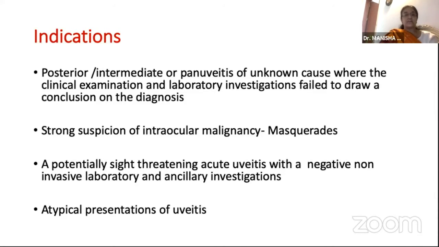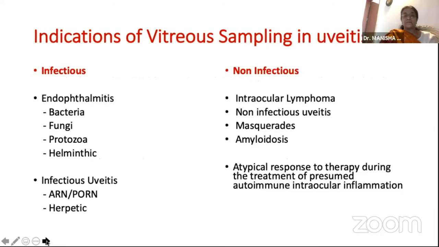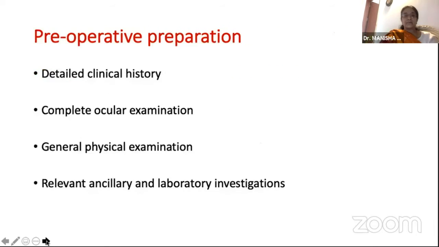This is the time when we'll think of taking a sample from the vitreous, or when there is a strong suspicion of intraocular malignancy like a masquerade, or a potentially sight-threatening acute uveitis with negative non-invasive laboratory and ancillary investigations. Or sometimes when you have a very atypical presentation of uveitis and you're not sure what you are dealing with. These are a whole lot of infectious and non-infectious uveitis indications where you may opt for doing a vitreous sampling.